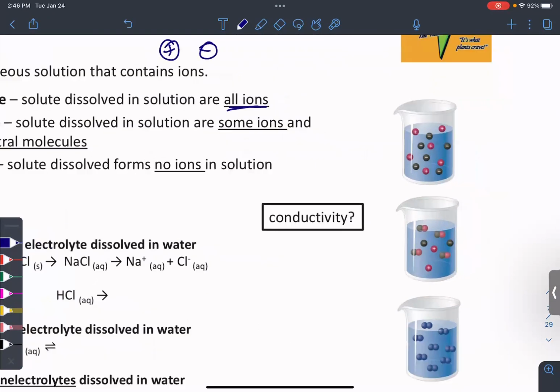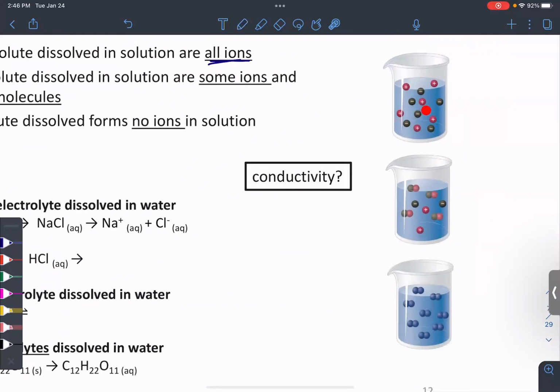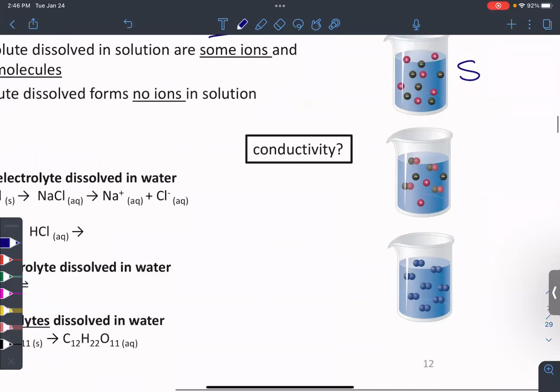So you can look at these pictures here. This picture would depict what kind of electrolyte right there? Strong, weak, or non? Strong, yeah, because everything in the beaker is an ion. Versus the one at the bottom here is what kind of electrolyte? Non. So is it going to conduct electricity? No, because there are no ions present in solution.